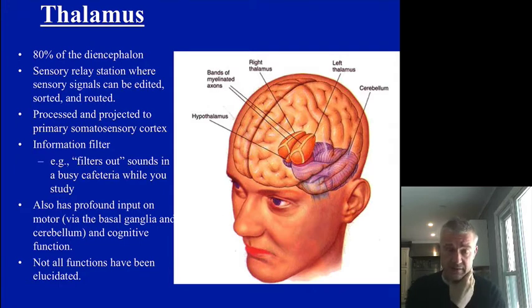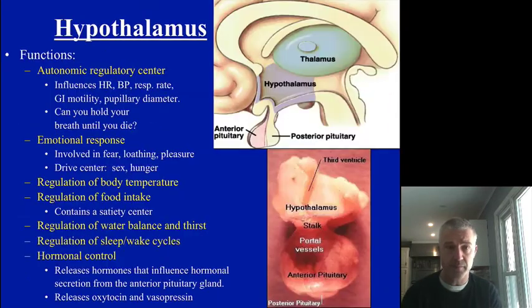Filters out, it does kind of put out the biggest stimuli that you need to be paying attention to, and stuff that isn't changing much, like background noise in a cafeteria, like it says there. It does help to filter some of that out. Because it is doing a lot of this, it does influence the basal ganglia, it does influence the cerebellum. And again, we don't know everything that it does, but we know that it is a big sensory switchboard type of station here.